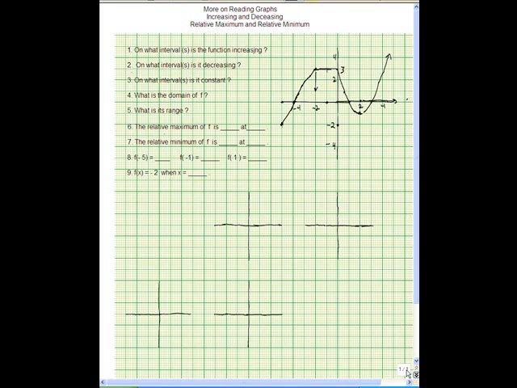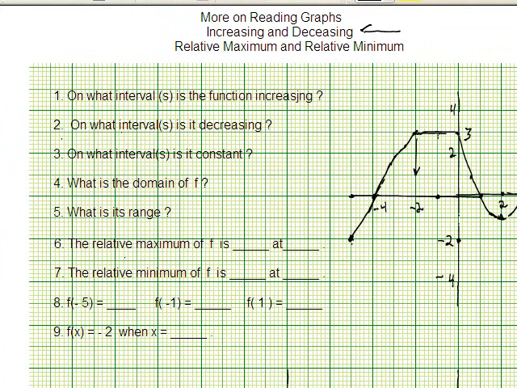In this podcast, we'll continue to discuss what kind of information about the function we can gain from reading the graph. And now we're going to introduce a little bit of new terminology. First off, whether a function is increasing or decreasing, and on what interval is it increasing or decreasing. And we'll introduce the concept of a relative max or a relative min.